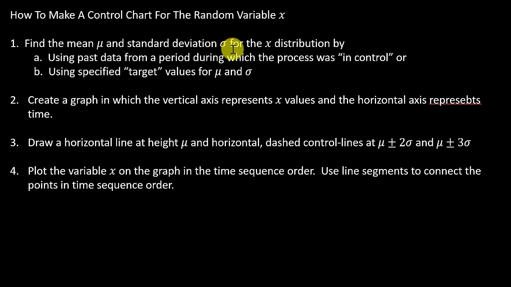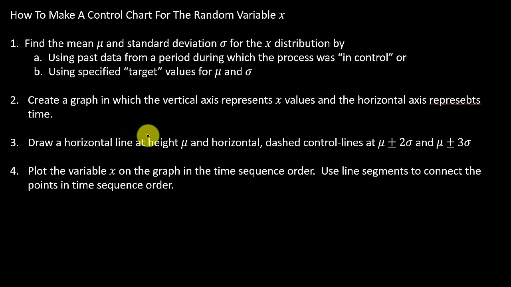So we want to find the mean and standard deviation for the X distribution, using past data from a period during which the process was in control, or using specified target values for mu and sigma. Create a graph in which the vertical axis represents X values and the horizontal axis represents time. Yeah, I see I misspelled represents.